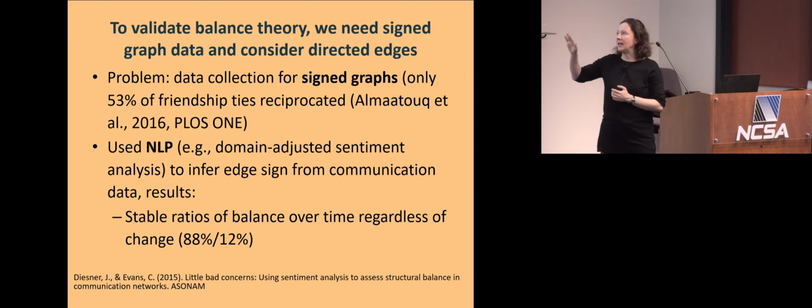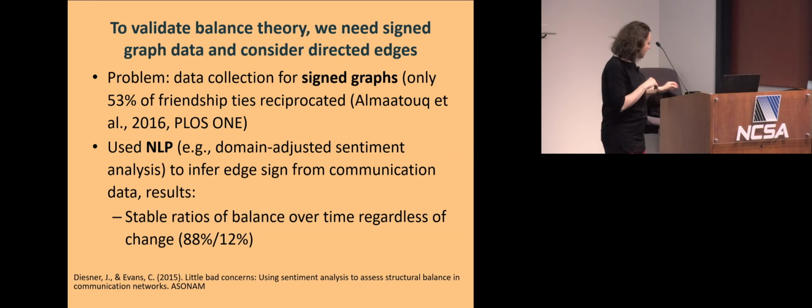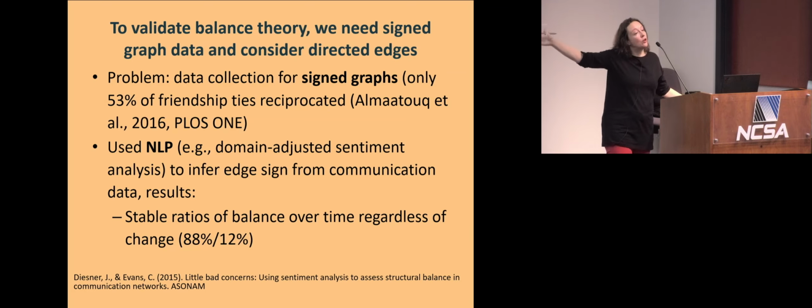We found that over time and over different periods of how well this company was doing, we get a stable rate of like 88% balance and 12% imbalance. There was another caveat here. So overall, we could confirm this, but not under a strict mathematical definition the way it was originally posed.